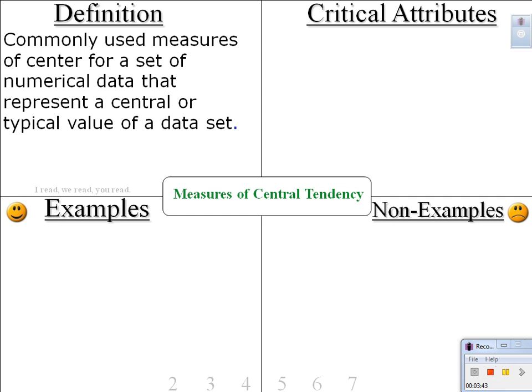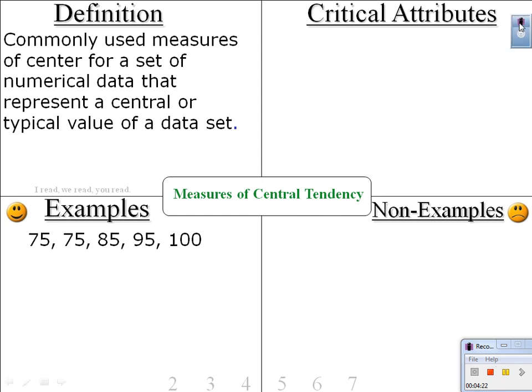Okay? So first, so I can show you the three different types of measures, I'm going to give you some data. Write this data down on the example box. There it is. 75, 75, 85, 95, and 100. Okay?